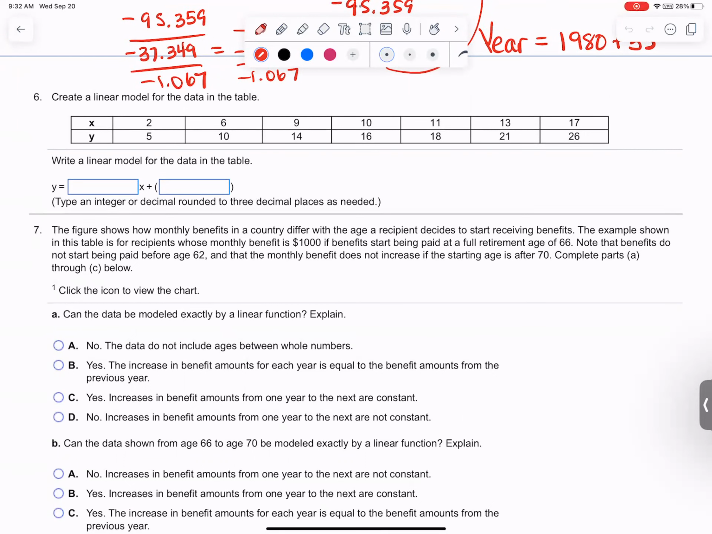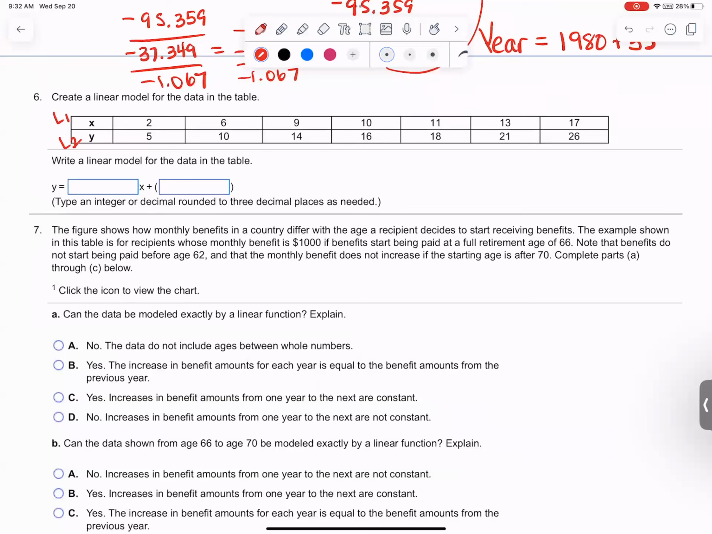All right, so create a linear model for the data in the table. I'm going to create a linear model using my calculator. I'm going to put X in one list and Y in a second list, and then we're going to let the calculator run a linear regression on this. So I'm going to put X in L1 and Y in L2.